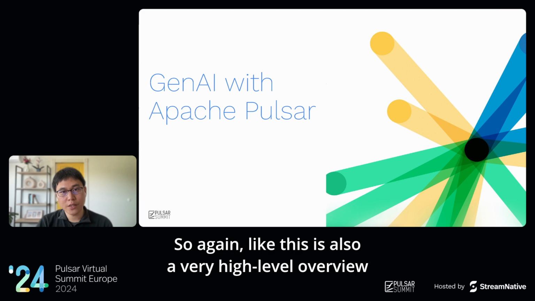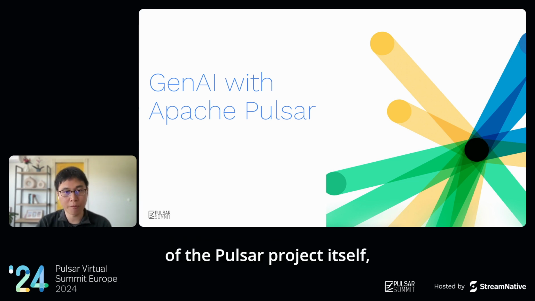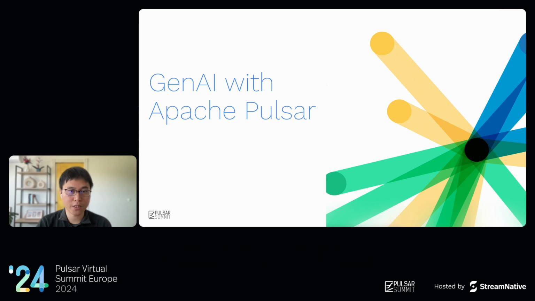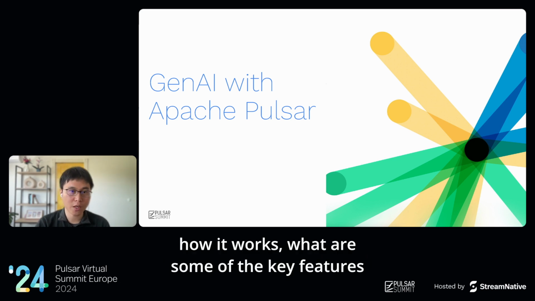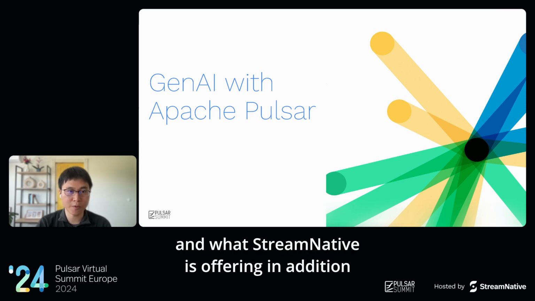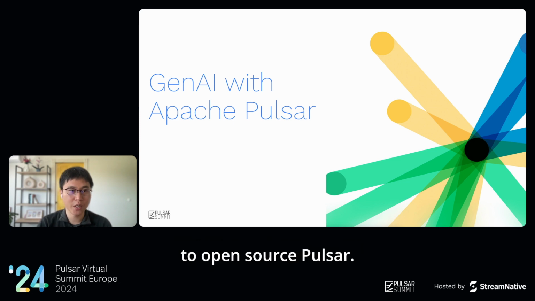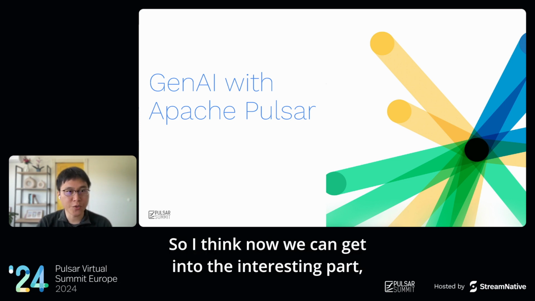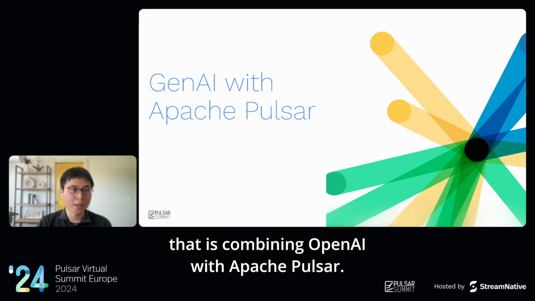So this is, again, a very high-level overview of the Pulsar project itself: how it works, what some of the key features are, and what StreamNative is offering in addition to open source Pulsar. So I think now we can get into the interesting part, that is combining generative AI with Apache Pulsar.